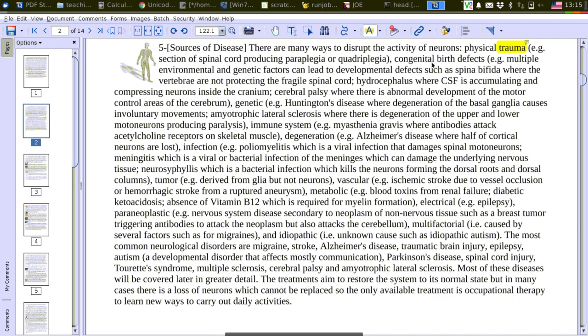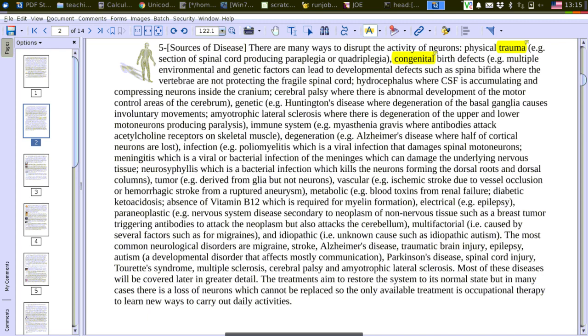Another is that there are congenital birth defects. So these are multiple environmental and genetic factors that can lead to developmental deficits. One example would be spina bifida. In spina bifida, the vertebrae, which normally protect the spinal cord, do not develop properly, and they're not protecting the fragile spinal cord. So the spinal cord will get damaged.